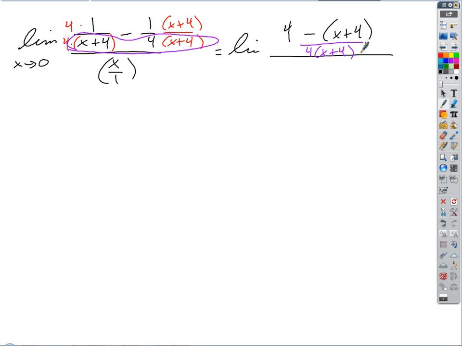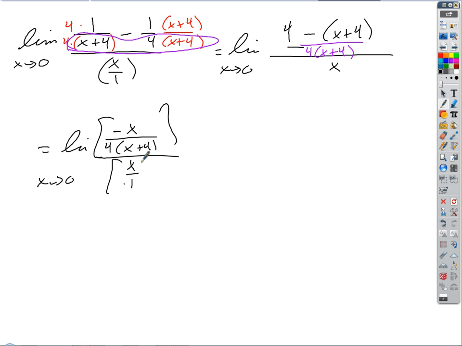Everybody with me? Okay. And on the bottom, I've just got x, right? Okay, so what do we get? If I simplify the top, okay, the 4 and the 4 cancel, I just get negative x if I distribute the negative 1, okay? So I get negative x over 4 times x plus 4, all divided by, call it x over 1, right? So then, now what? I can flip and multiply by the bottom, right? Because I've got this big fraction on top and this smaller fraction on the bottom.